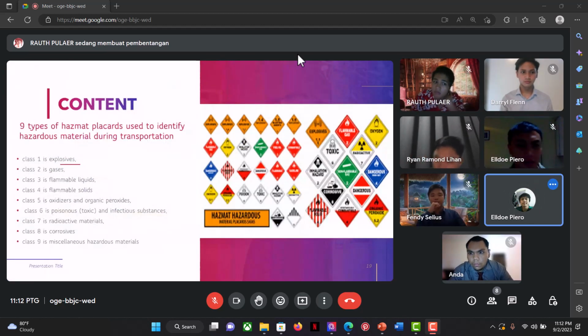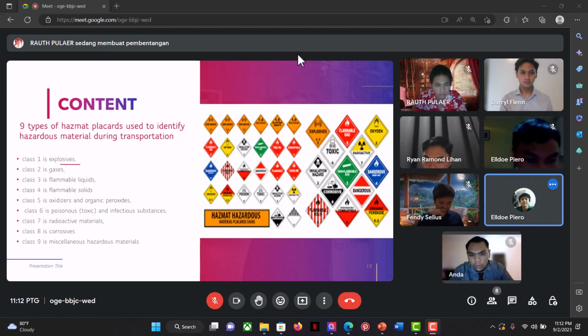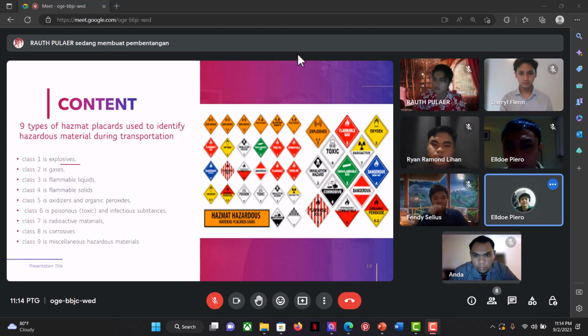So, among the types of hazmat placards used to identify hazardous material during situations, class 1 is explosive, class 2 is gases, class 3 is flammable liquids, class 4 is flammable solids, class 5 is oxidizers and organic peroxides, class 6 is poisonous, toxic and infectious substance. Class 7 is radioactive materials. Class 8 is corrosive. And class 9 is miscellaneous and hazardous materials.